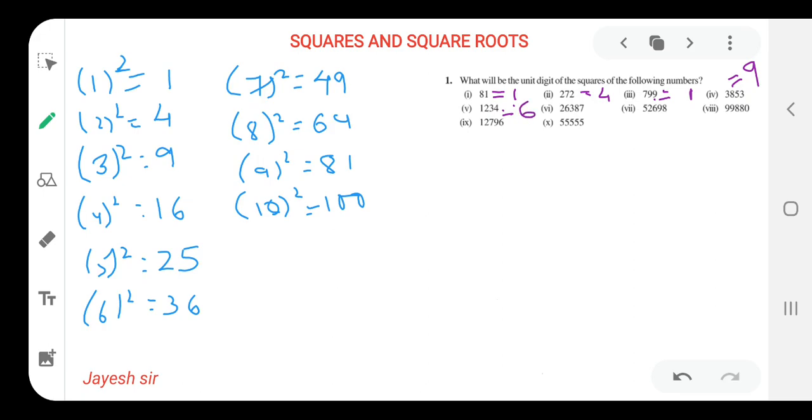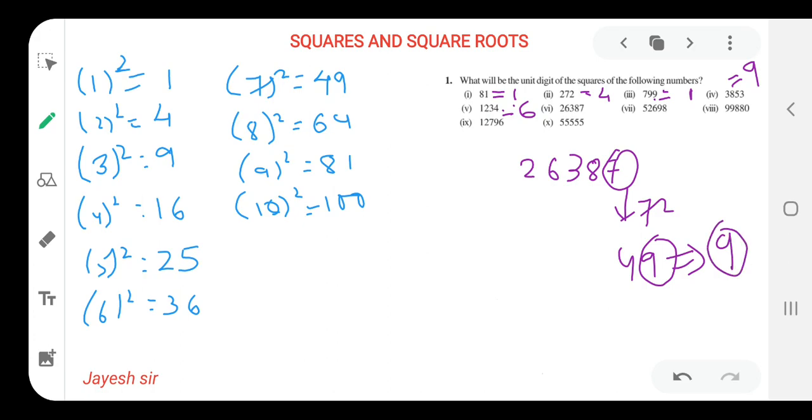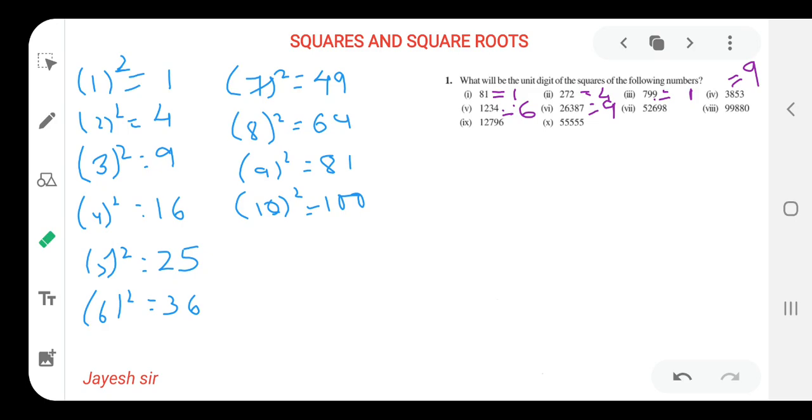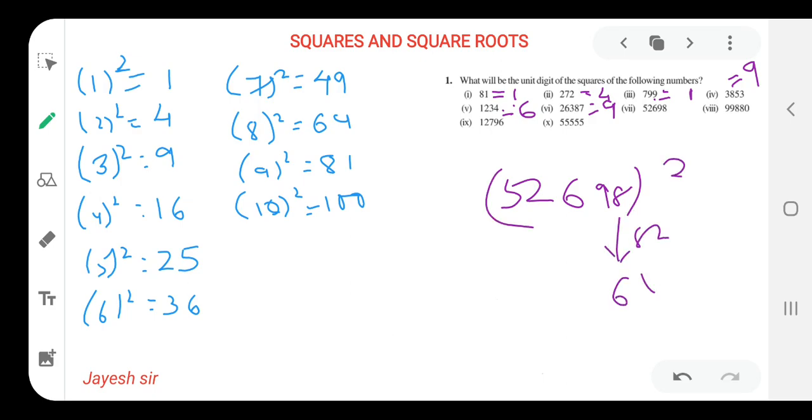Similarly for the sixth sum, that is 26387, 7 is at the unit place and the square of 7 is 49. We want the unit place only, so the answer is 9. I hope you all might be getting it. So the answer is 9. I am writing over here so that you can find it easier. Now for the seventh sum I am solving. Seventh sum, 8 is at the unit place. The number is 52698. 8 is at the unit place. 8 square we know is 64. What is at the unit place? 4 is at the unit place. So the answer is 4 over here.